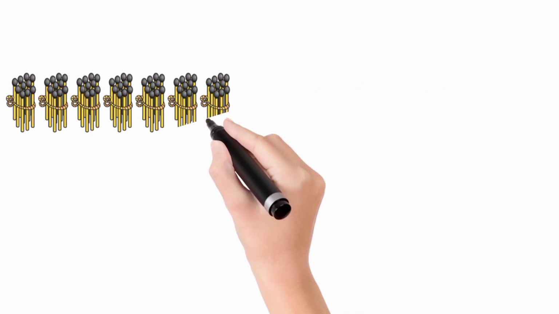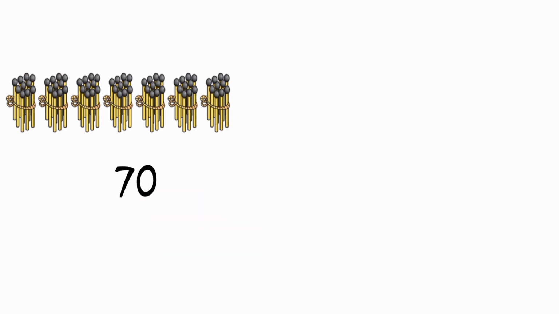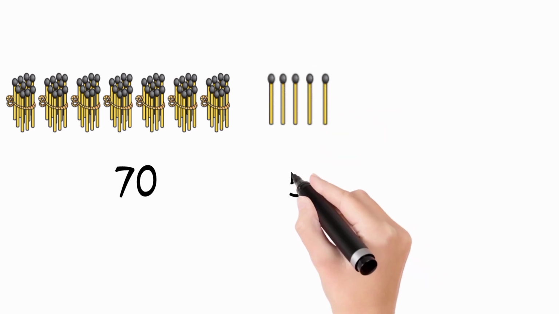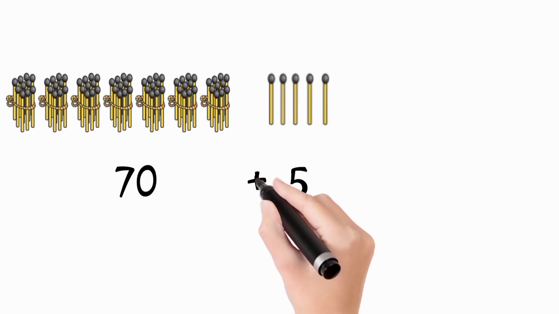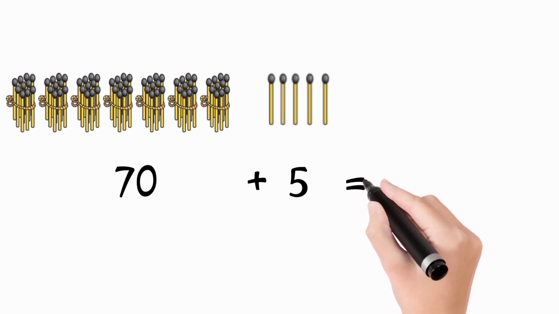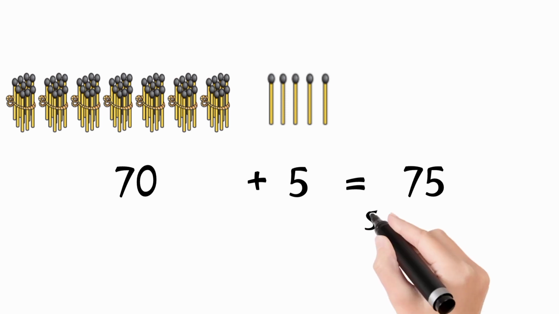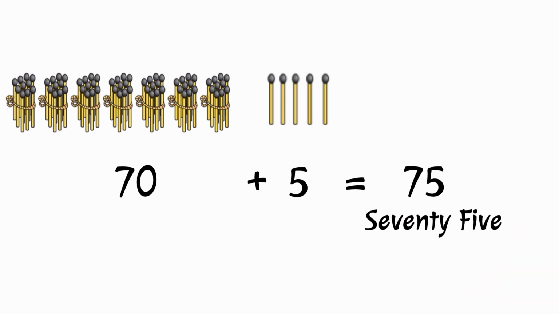Here we have 7 bundles, which means 70, and 5 loose matchsticks. So 70 plus 5 is equal to 75. 7 tens and 5 ones. 75. इसे 75 कहते हैं.